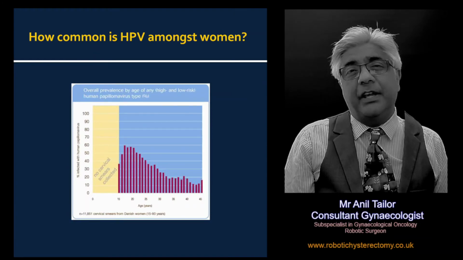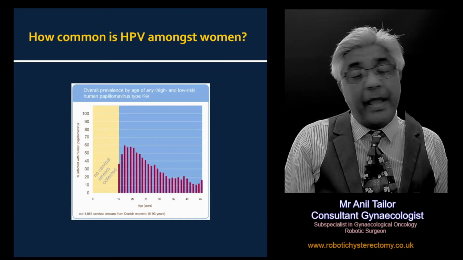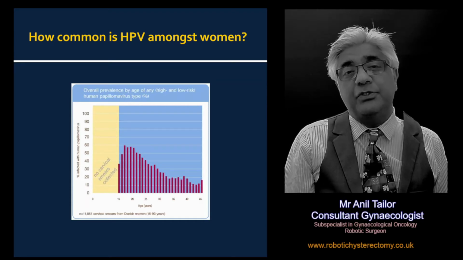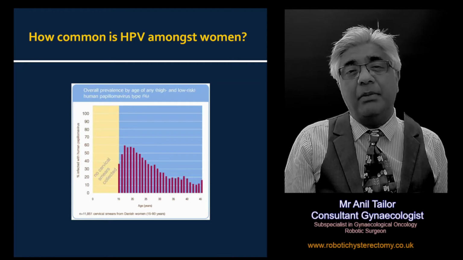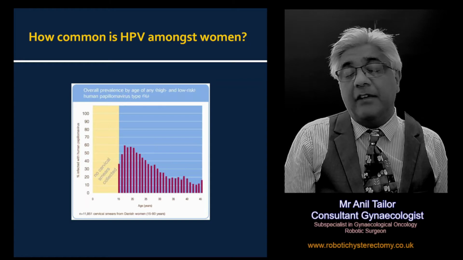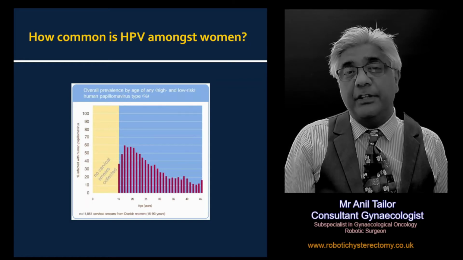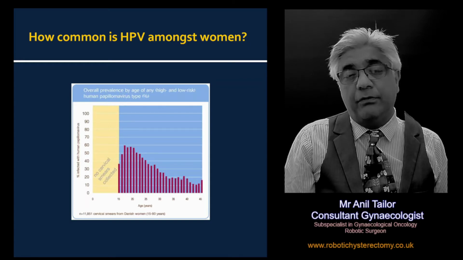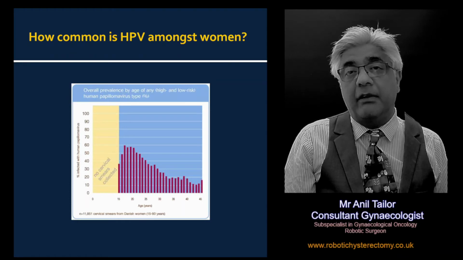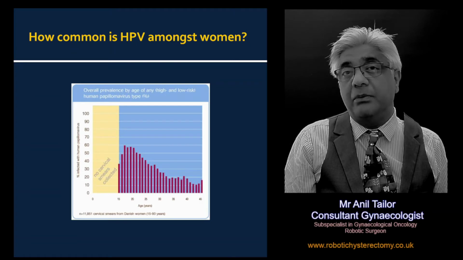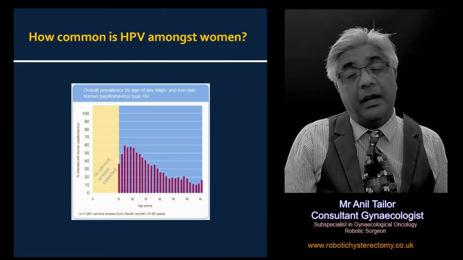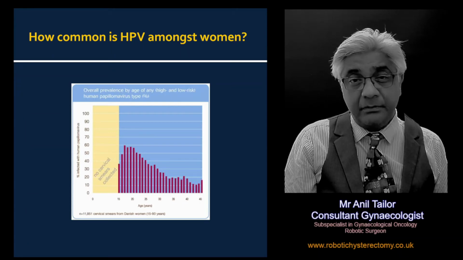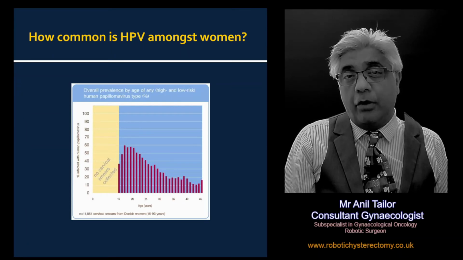Now, how common is HPV amongst women? So when we are talking about both low risk and high risk HPV types, what this chart shows is that roughly about 60% of women at the age of about 20 will have been exposed to some form of HPV virus. And yes, over the years, the immune system will clear it, but by the age of 45, there will still be about 10 to 15% of women who will still have some form of HPV, either low risk or high risk type. So it is a very common virus.